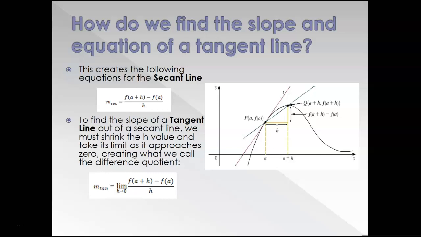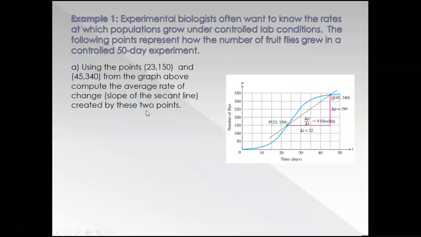Okay, so again, I think it'll make a little more sense once we look at an example problem. An experimental biologist is looking at the rates of change of the population of fruit flies grown in a lab. They're looking at what happens to the population of these fruit flies in a 50-day experiment. The blue curve represents the equation of the growth of the fruit flies.